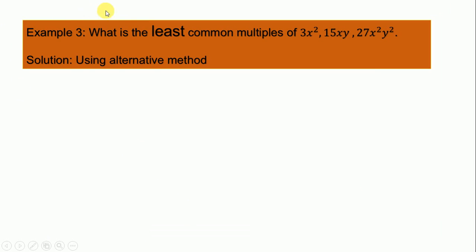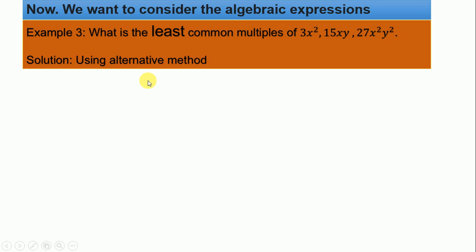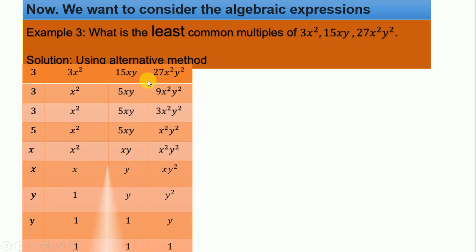So example 3. In this case, we are trying to look for the least common multiple of the algebraic expressions 3x squared, 15xy, 27x squared y squared. So we shall adopt the second method using a table. So the alternative method. In the case of algebraic expressions, you start with the figures, you can see 3x squared, 15xy, 27x squared y squared.